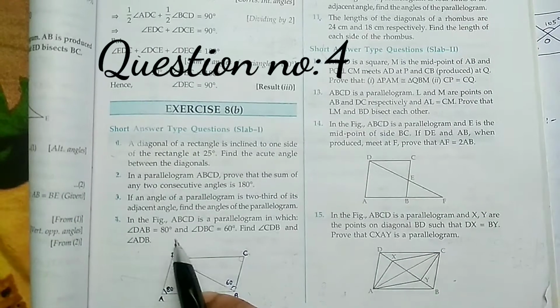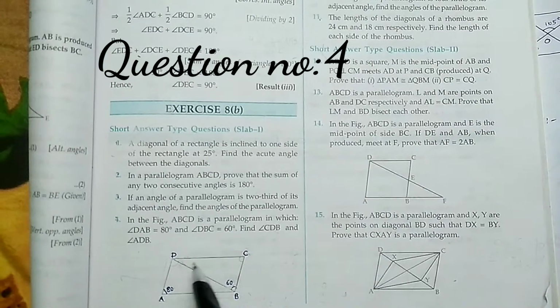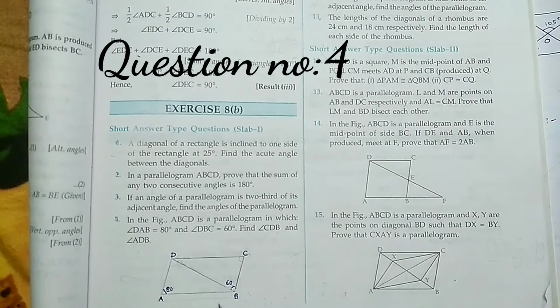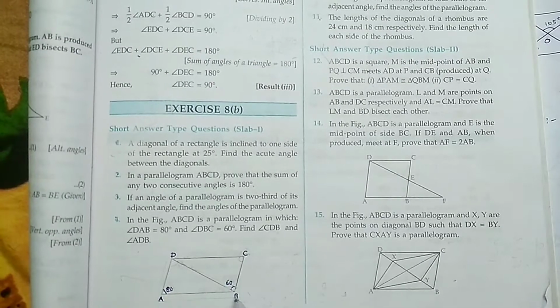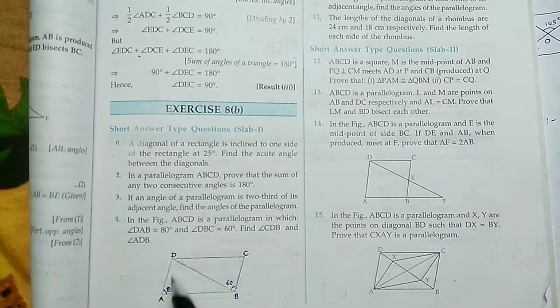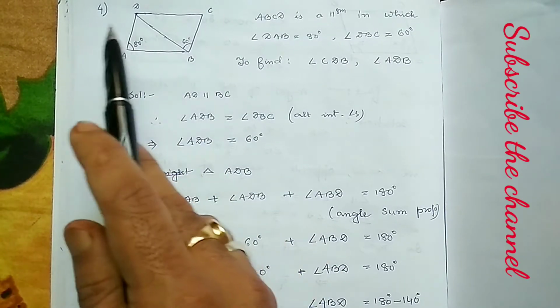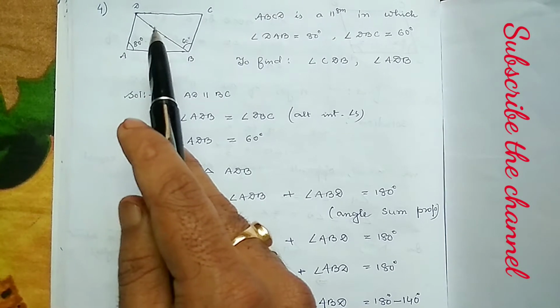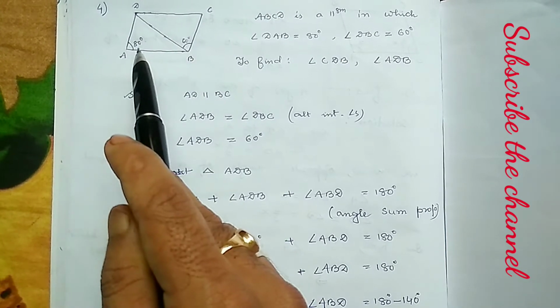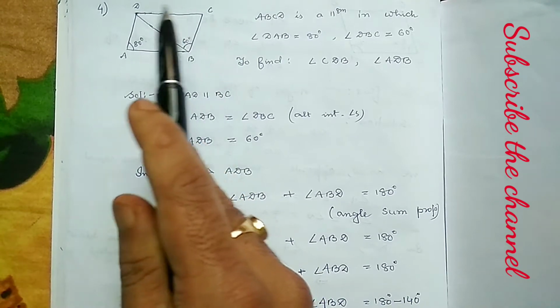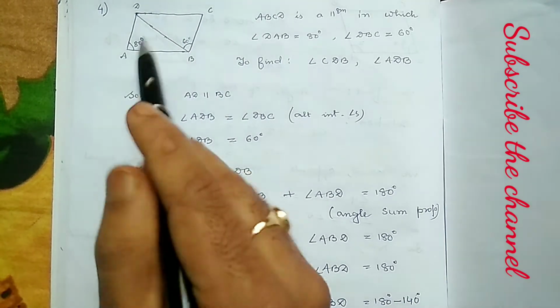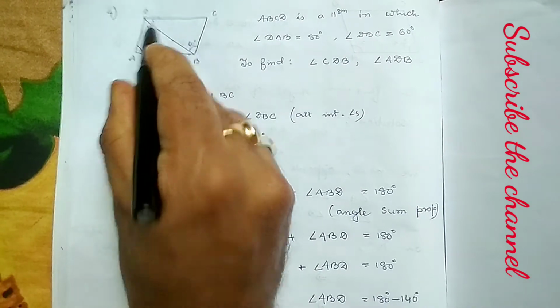Question number 4. Here in the figure ABCD, it is given that this is a parallelogram in which angle DAB is given as 80 degree, angle DBC is given as 60 degree. We are to find angle CDB and angle ADB. This angle is 60 and this angle is 80. These two angles we have to calculate.